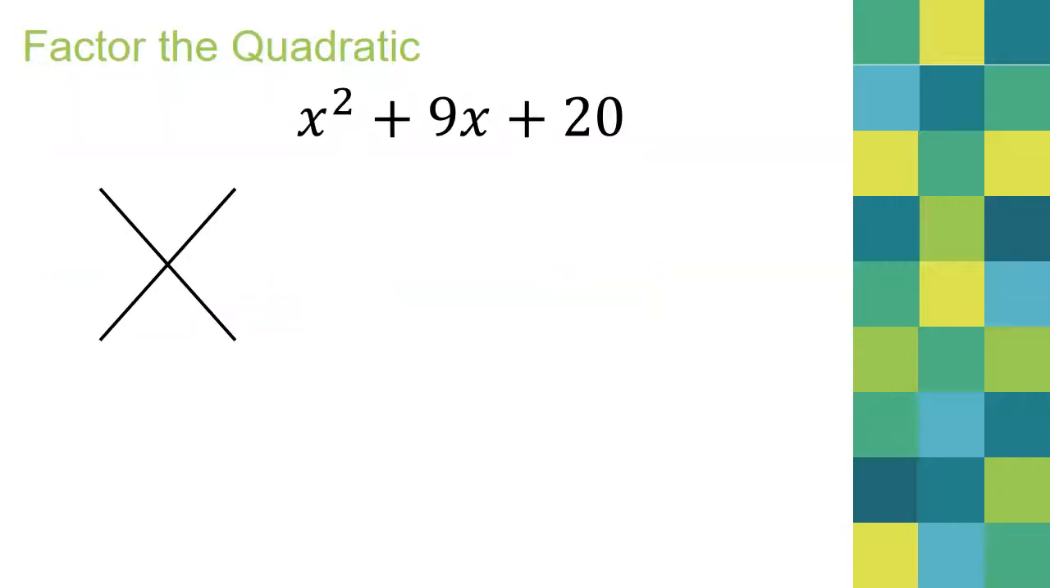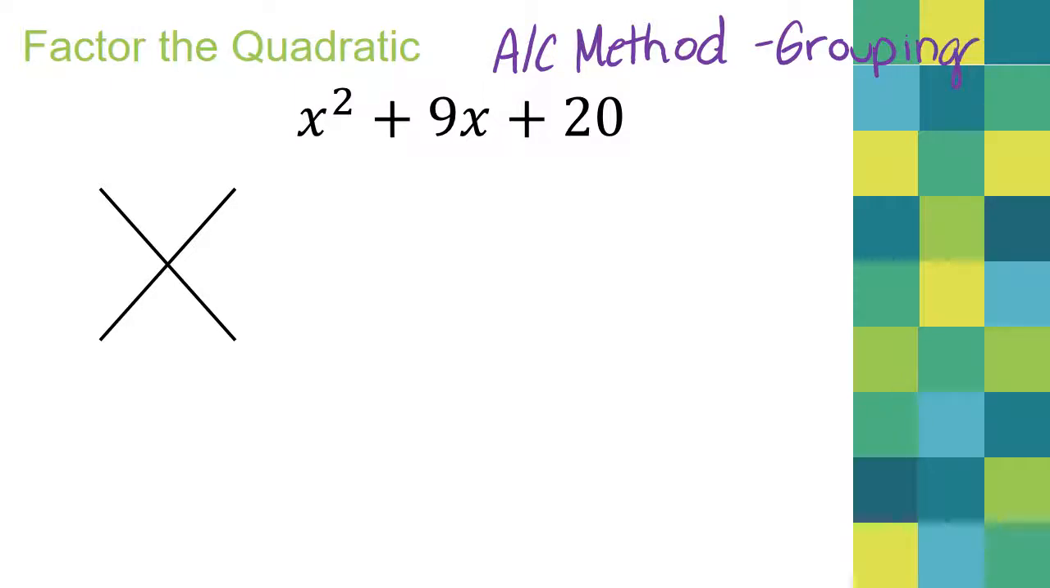We're going to start off by factoring the quadratic, and we're going to call this the AC method, which means we're going to use the X and then grouping, okay? So in Algebra 1, we have been using the grouping option.